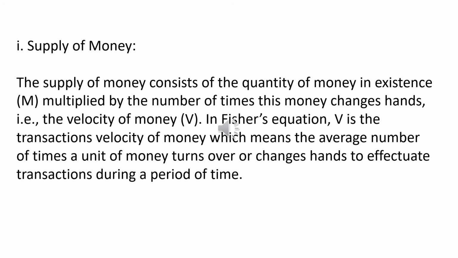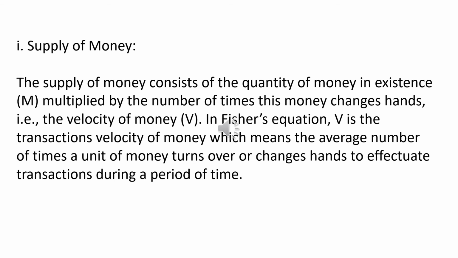Here we are going to discuss in detail the left hand part of Fisher's equation, that is MV. MV denotes the supply of money in a market. How do we get that value? The supply of money consists of the quantity of money in existence, that is how much money exists in an economy, denoted as M, multiplied by the number of times this money changes hands, that is the velocity of money, denoted by V. In Fisher's equation, V is the transaction velocity of money, which means the average number of times a unit of money turns over or changes hands to effectuate transactions during a period of time.